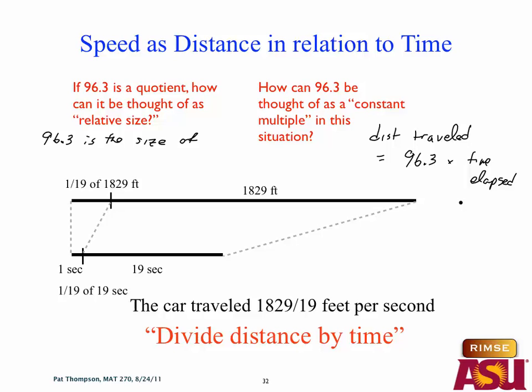So that's thinking of that 96.3 as a constant multiple. It's taking the time that we have and giving us a distance, right? We said it gives you the corresponding value of a different quantity. As relative size, it's almost the same but a little bit different. As relative size, it's how much distance is traveled relative to how much time has gone by. It's always 96.3 relative to how much time has gone by.